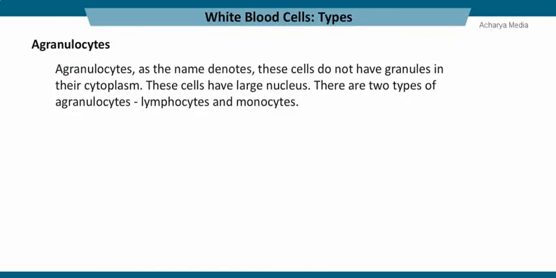Agranulocytes, as the name denotes, do not have granules in their cytoplasm. These cells have a large nucleus. There are two types of agranulocytes. They are lymphocytes and monocytes.